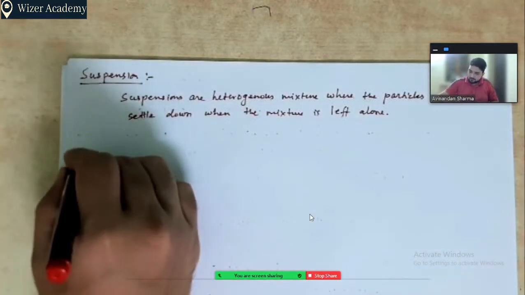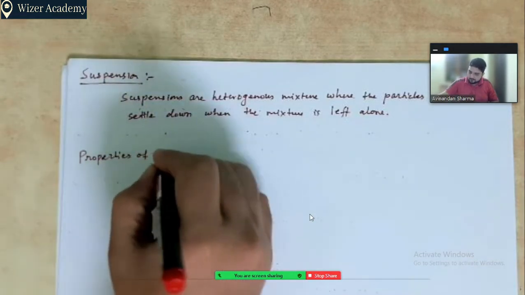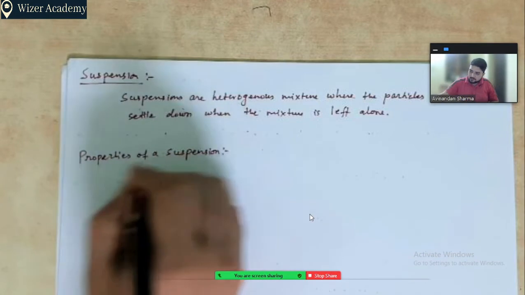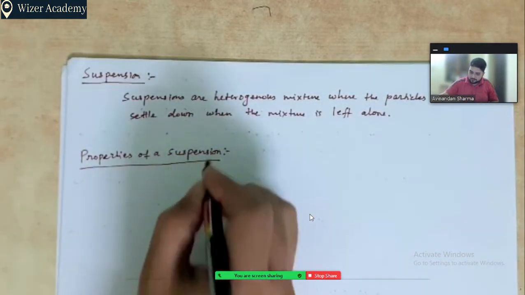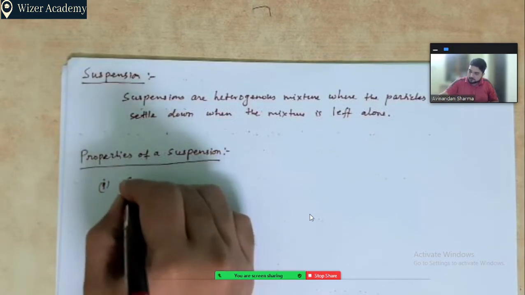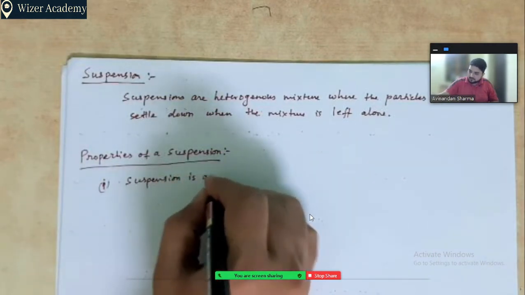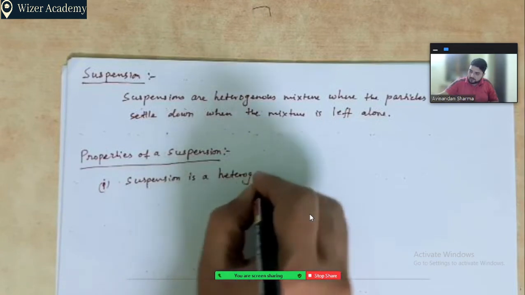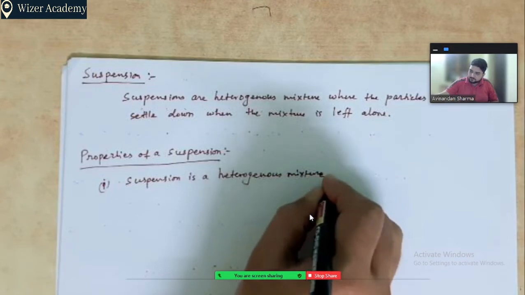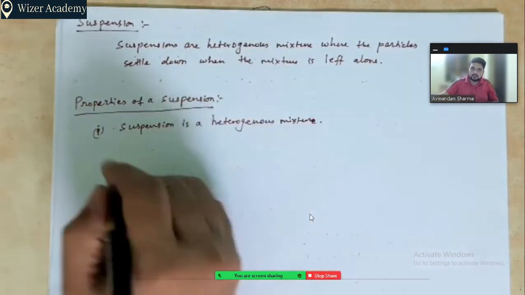So, let us write down the properties of a suspension. First property, suspension is a heterogeneous mixture. That we have already told. Suspension is a heterogeneous mixture.